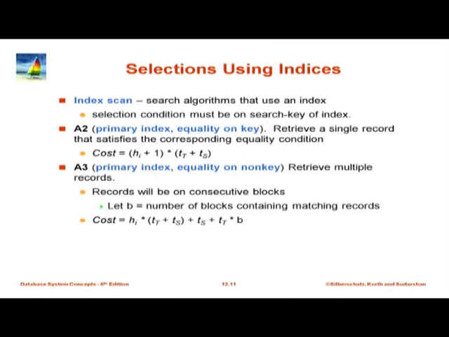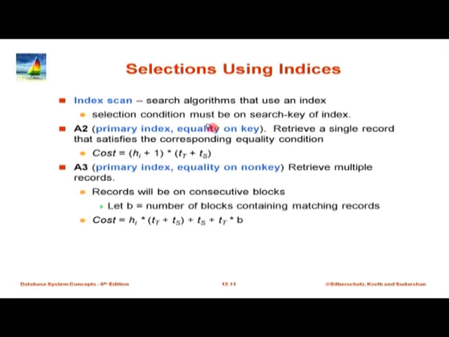When can we use index scan? When we have a condition that matches an index we have created. So supposing we have built an index on attribute ID of student and I get a selection, select ID equal to 12345 from student. So I want the student whose ID is 12345. Now a B plus tree on the ID attribute is perfectly suited to this query and that's probably what I would use for this. That corresponds to a primary index or a clustered index with an equality on key. ID is a key attribute, so equality on key. It retrieves a single record that satisfies the equality condition.